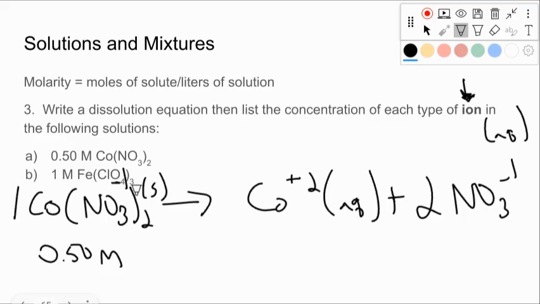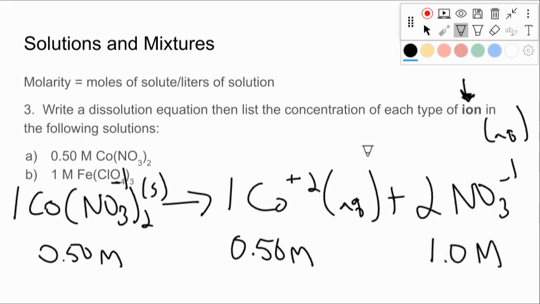So this is considered 1. That's considered 1. This one was 2. So 0.5 molarity of this is going to produce 0.5 molarity of cobalt, but it's going to double my nitrate because for every 1 cobalt nitrate, it is going to make 2 nitrates. And so you're going to do 0.5 times 2, which is going to give you 1. Let's do that again with the second equation.